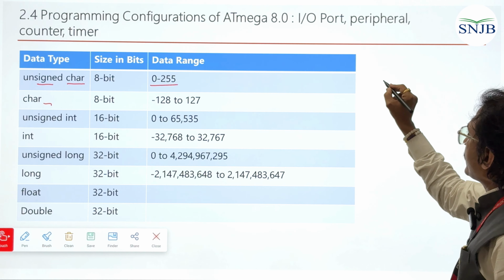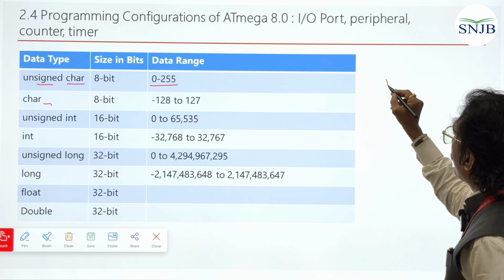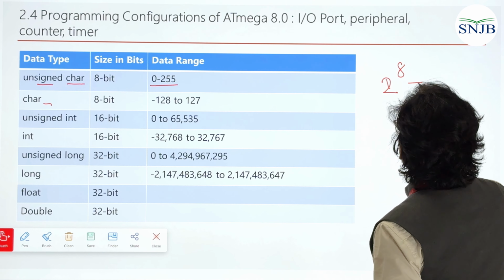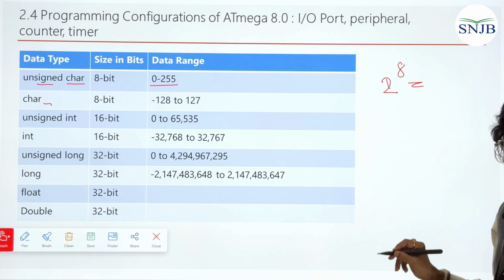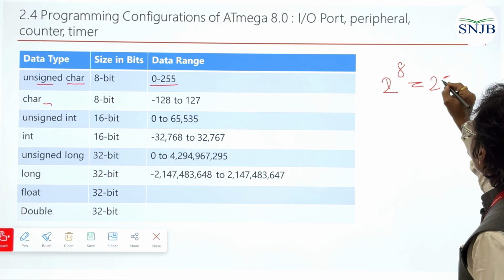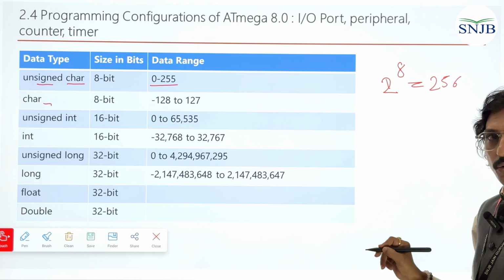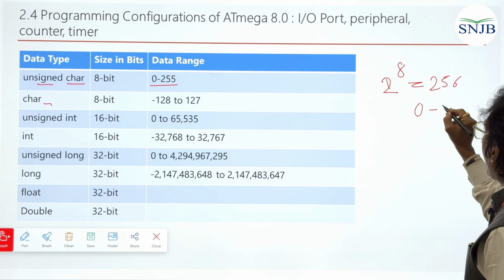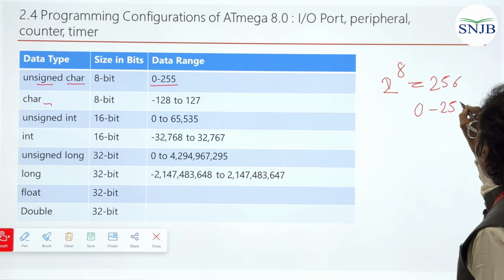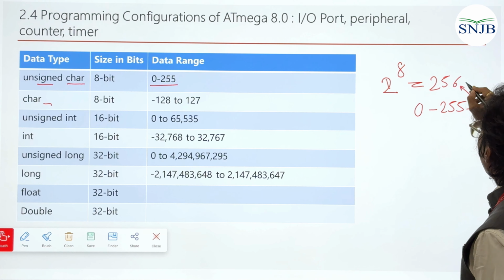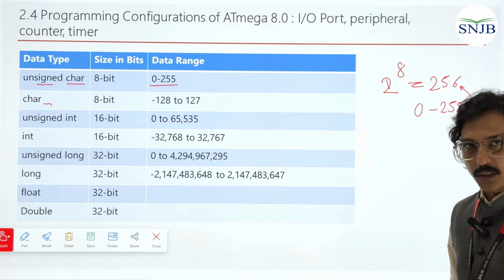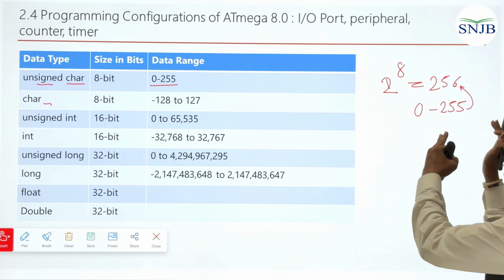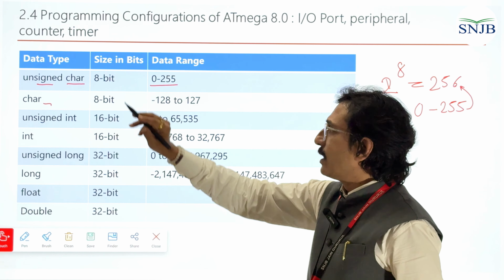The simple thing is that when you calculate 2 raised to 8, it becomes 256. So this is the range, 256. It starts from 0, and that's why up to 255, the complete 256 values you can reach. So 2 raised to 8 means 256, means 0 to 255 is the data range of this particular unsigned character.